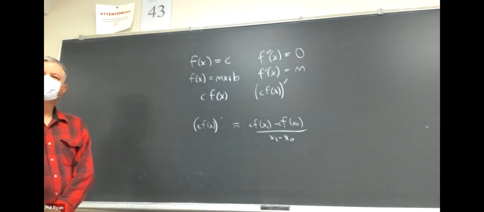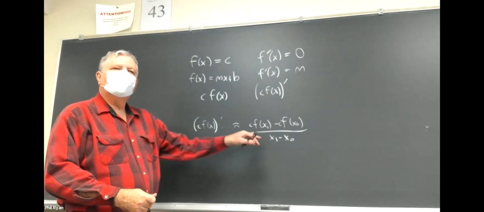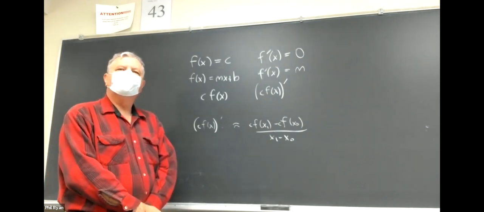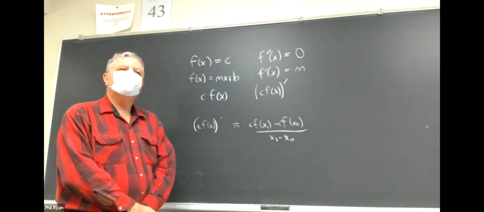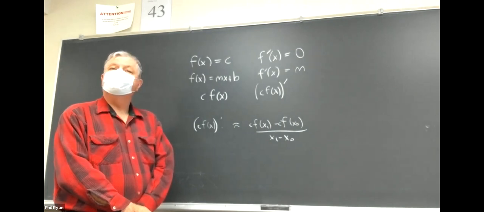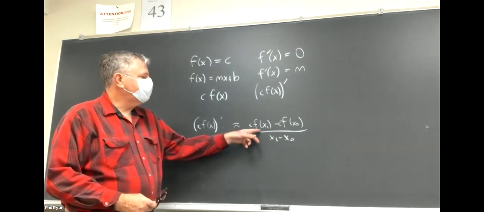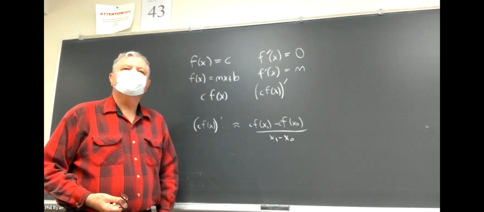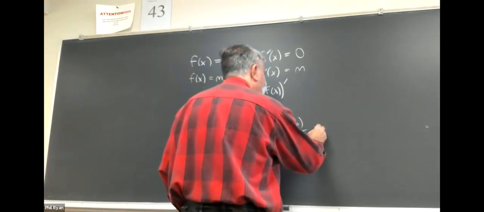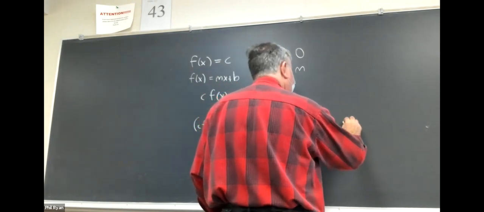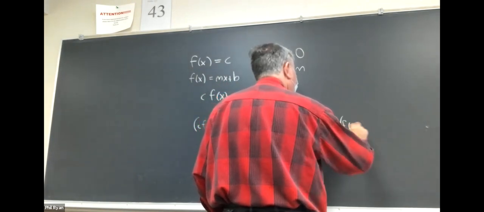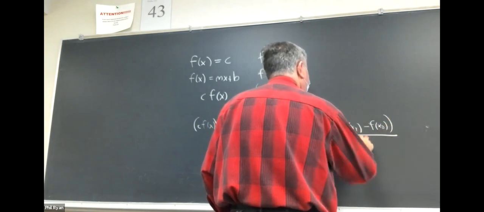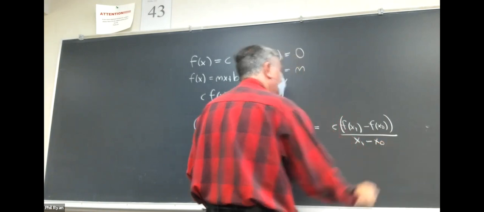Now here's when we have to do some algebra. What algebra can we do here? So here is c times that, here is c times that. What's the common factor? C. So we can write this as c times f of x1 minus f of x0 over x1 minus x0.